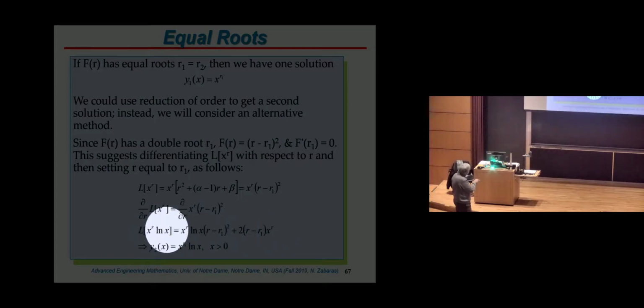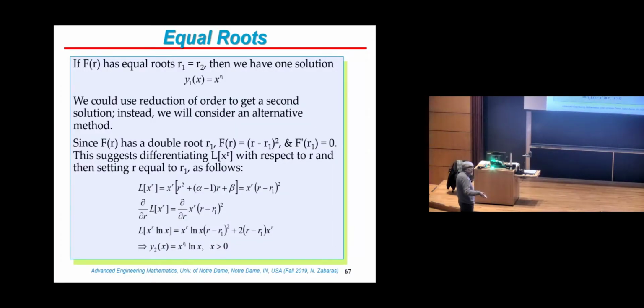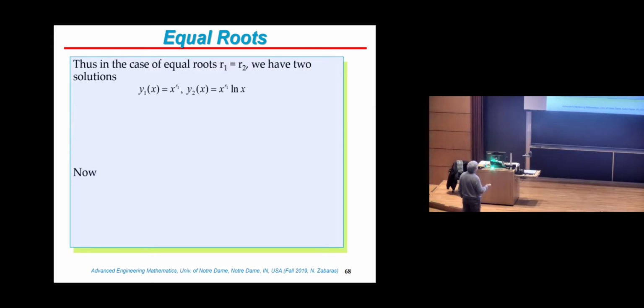And then you have L of x to the r log of x equal to 0. So x to the r log of x is another solution. No proof is needed, no other complicated proof is needed. This is the correct solution.